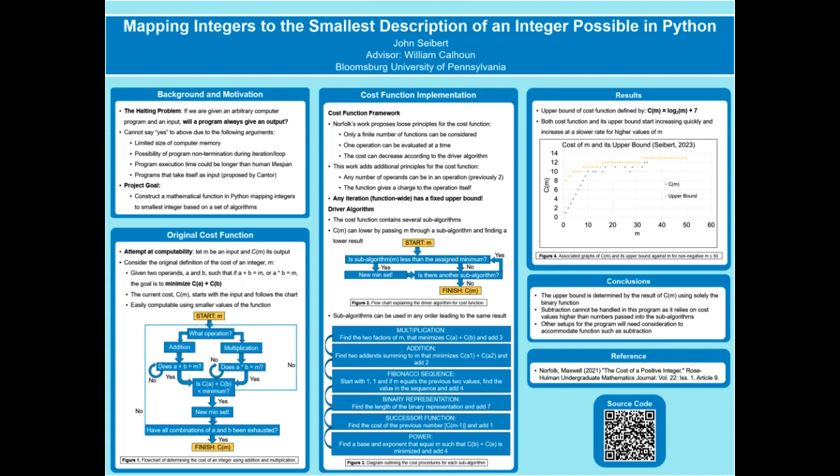We will build a function that is actually computable for every single input. Let's pass any number into a function called the cost function. We call m our input and c of m our output, and if two operands a and b sum or multiply to m, then we need to minimize the sum of c of a and c of b. This is easily computable because they're smaller values of the function.